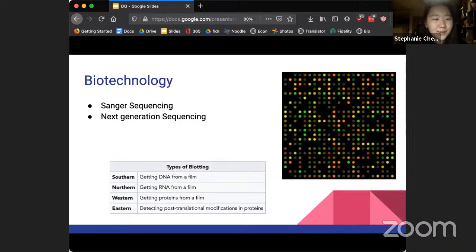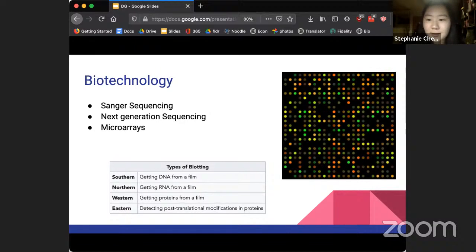Next generation sequencing is basically the same thing, only since Sanger sequencing sequences a single DNA fragment, next generation sequencing is massively parallel and can sequence millions of fragments simultaneously in just one run.